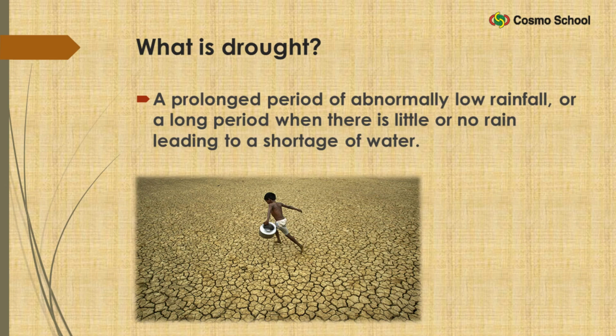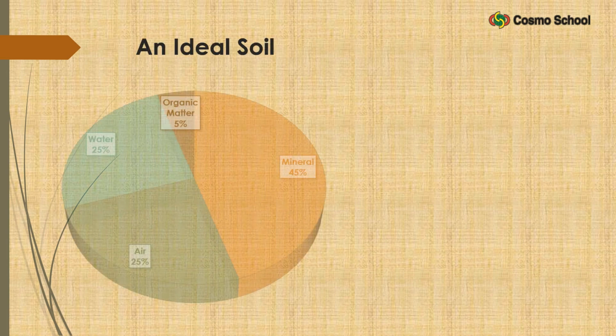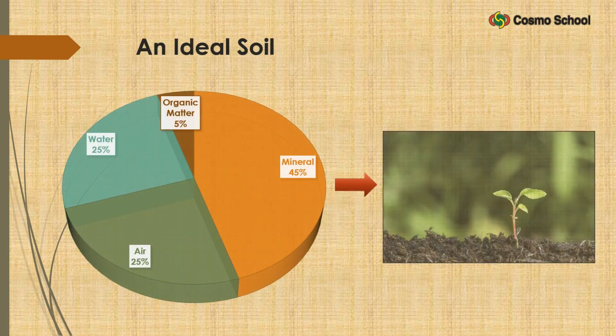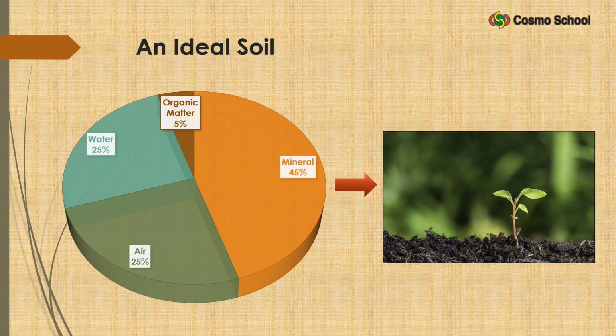Do you know how the soil looks when it is affected by drought? This is a chart about an ideal soil, shown in a pie chart form. Here we see that an ideal soil has all the elements of the soil in a neat balance. In addition, you have to observe it for a while.